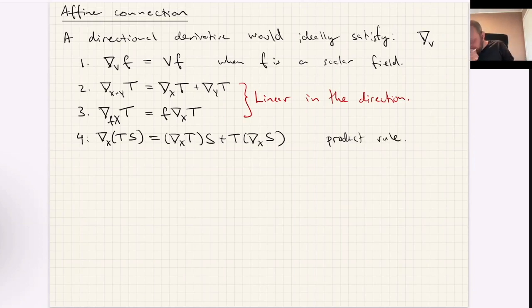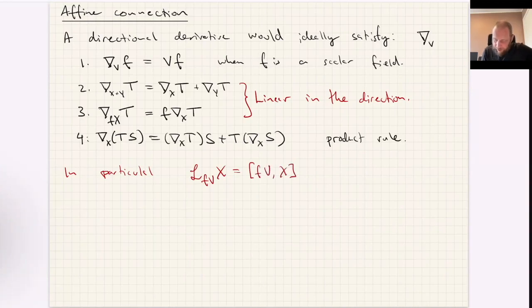And you can verify that the Lie derivative satisfies 1, it satisfies 2, it satisfies 4, but it does not satisfy 3. In particular, if we take the Lie derivative, so let's take L_fV acting on X, when V and X are tensor fields, this would be fLVX, and that is indeed fLVX, but there is an additional term, which is minus X(fV). So this term actually breaks this third requirement. So the Lie derivative is not an affine connection because it does not allow this type of linearity.